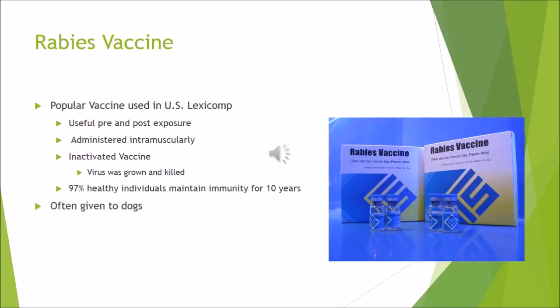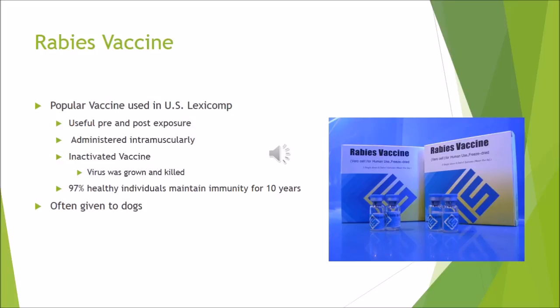The most popular vaccine used in the US is called Lexicomp. It's useful pre- and post-exposure to the rabies virus, meaning that you can receive a shot of vaccine before and after your exposure to the virus, and it will help you develop the antibodies necessary to overcome the disease. It is administered intramuscularly, meaning it is given as a shot, and it is an inactivated vaccine. The virus was grown and killed in a laboratory so that it can be injected into you, giving your body the opportunity to create antibodies to overcome the virus.